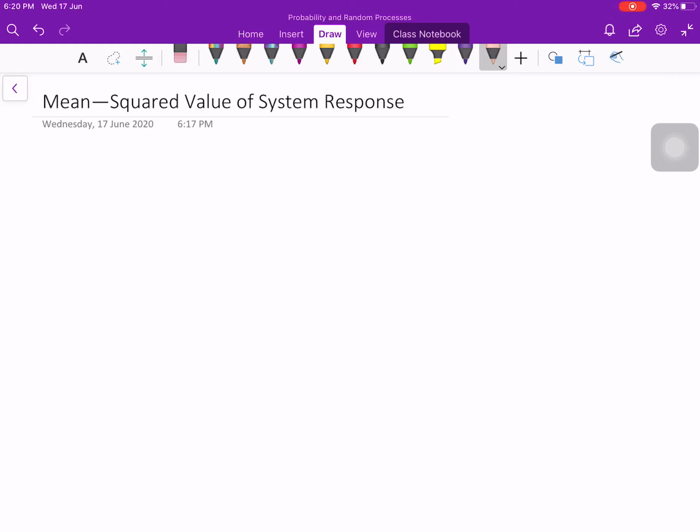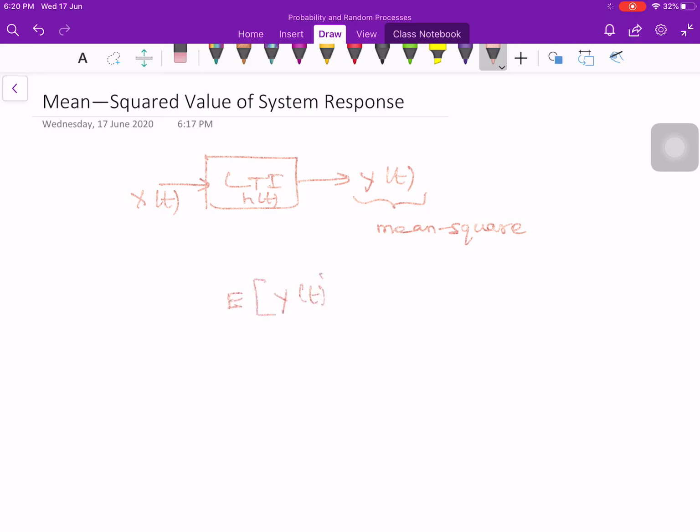In this lecture, I am going to talk about the mean squared value of the output process. You have an LTI system whose impulse response is h of t, and the input is a random process x of t. The output is a random process y of t. Now, we want to know the mean squared value of this process. We know that the mean value is nothing but the expected value of a random variable. So you take the expected value of y of t, and this is the mean value of the output. That's what we said.